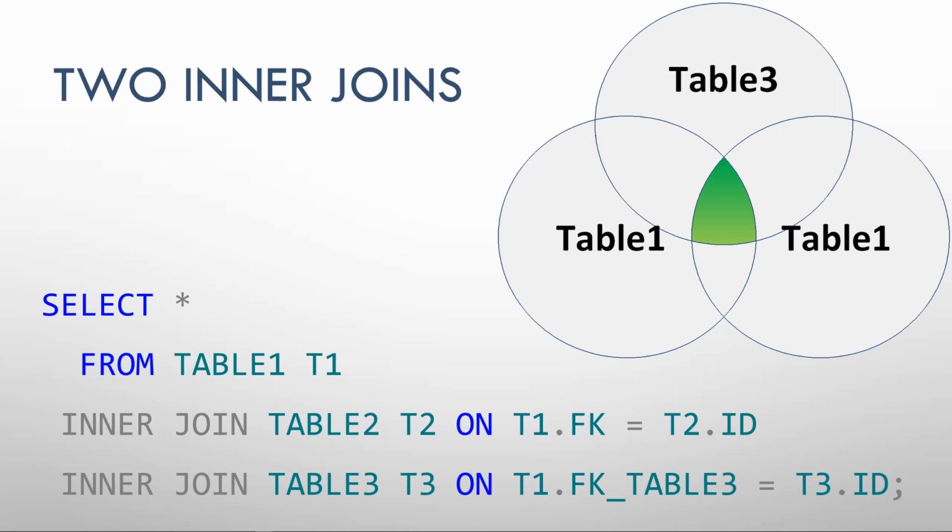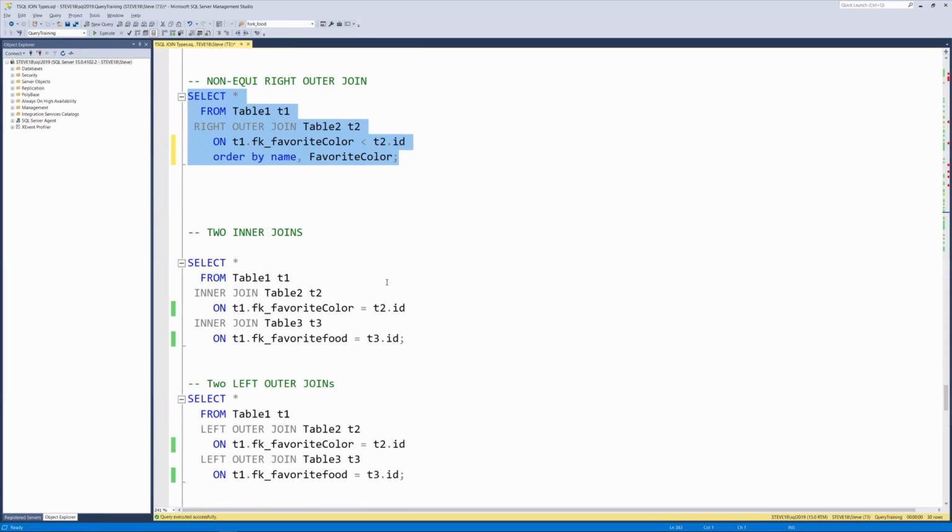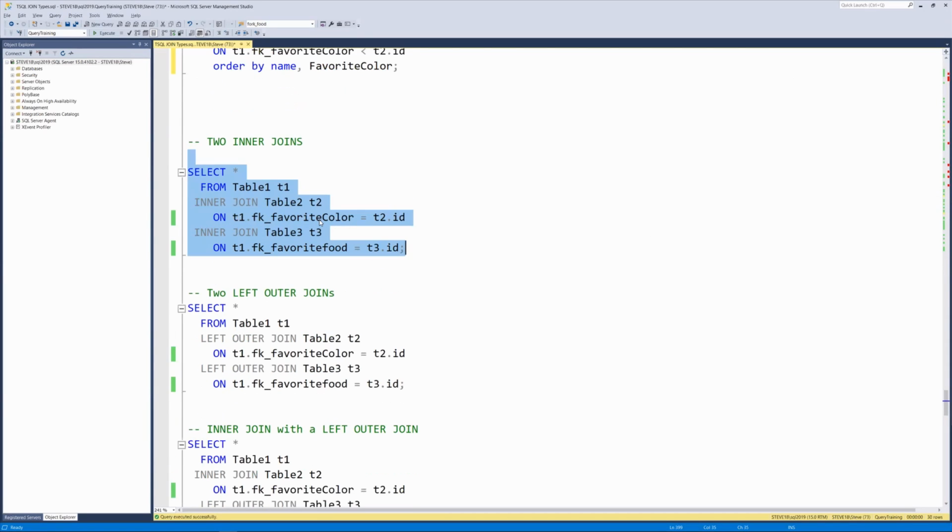And there's a typo on this screen. This should, in the Venn diagram, show table 1, table 2, and table 3, rather than table 1 and table 3. But let's take a look at how that query works. It's only going to return those people who have a favorite color and have a favorite food.